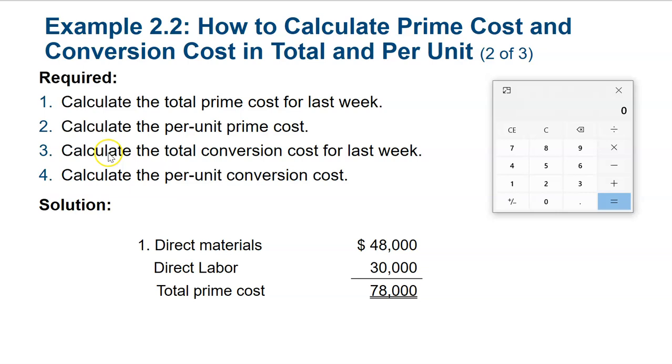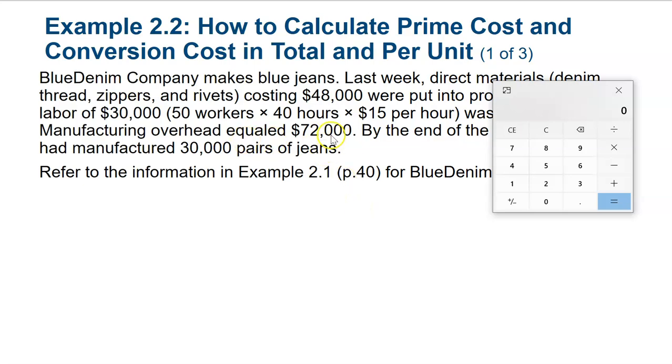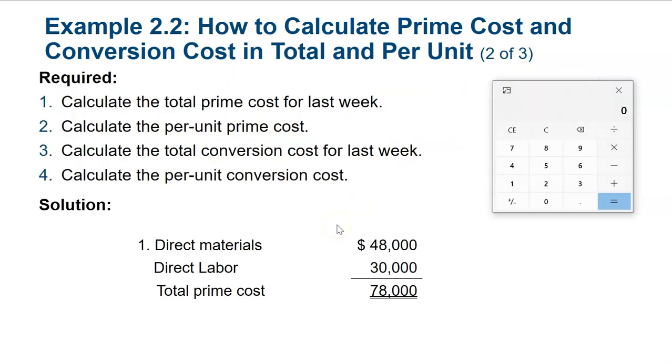It also says here, calculate the total conversion cost for last week. Well, I want to go back up here. Our manufacturing overhead was $72,000. If you're in one of my classes, you can just skip ahead to the next slide, but not everybody is in one of my classes. So we're going to do this to where we can learn the best. I would encourage you to be patient. So what are conversion costs? Well, it's manufacturing overhead, $72,000, plus direct labor. So that's going to be $30,000, $102,000. Okay, so that's the answer to number 3.